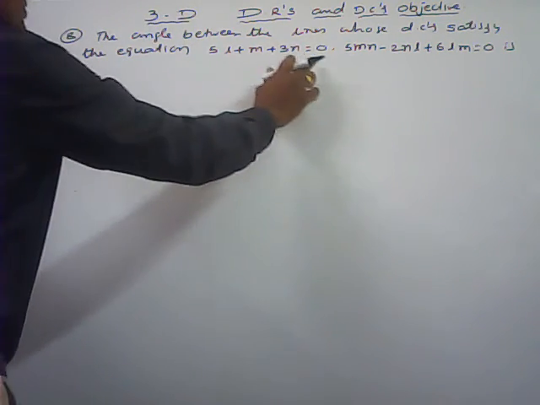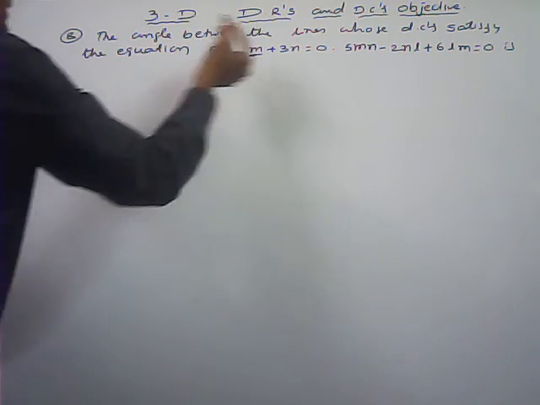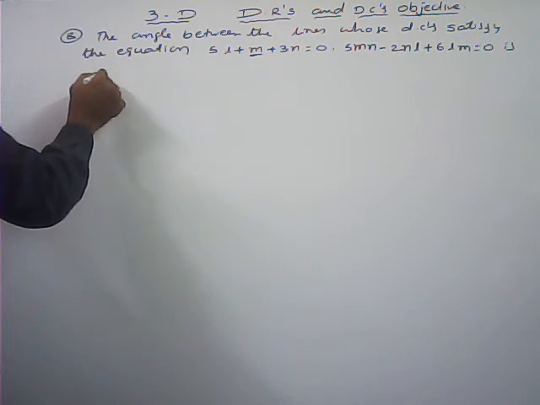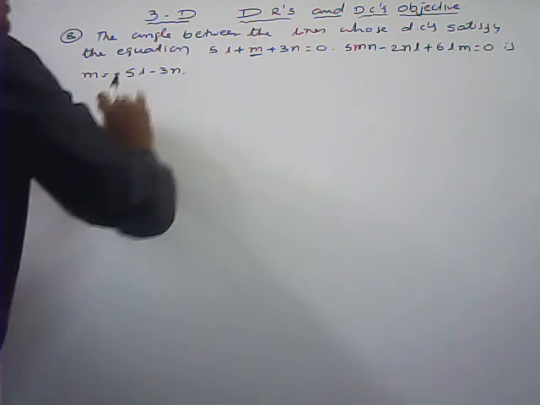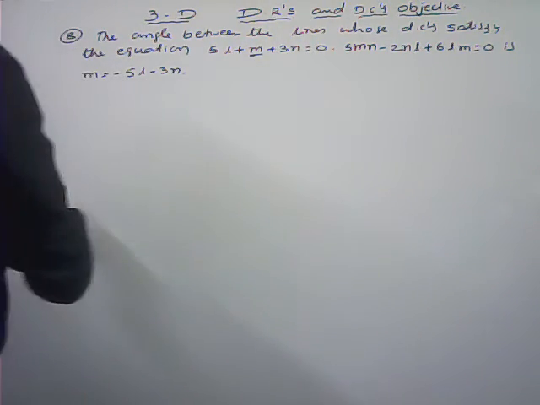Here, the angle between the lines whose DCs satisfy the equation 5l plus m plus 3n equals 0. Here, better to make m the subject only. m is equal to minus 5l minus 3n. So, the m value you can substitute in that.